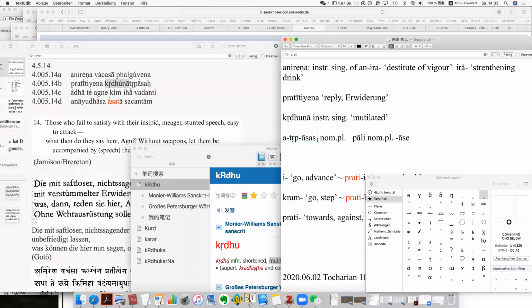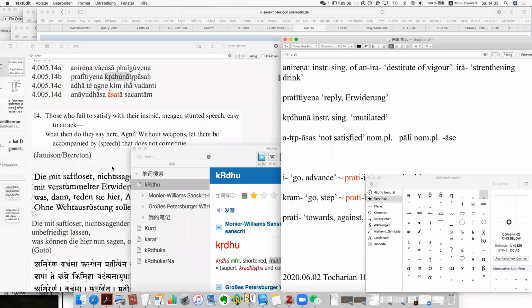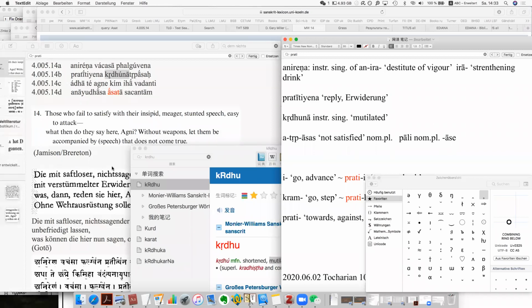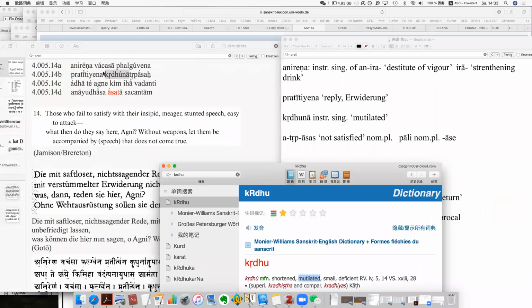Okay. So it is the negation. So it actually means not satisfied. Not satisfied with these things. Not satisfied with words without vigor, words which are empty, which are vacant, say nothing, and not satisfied with the reply, the mutilated, shortened reply.